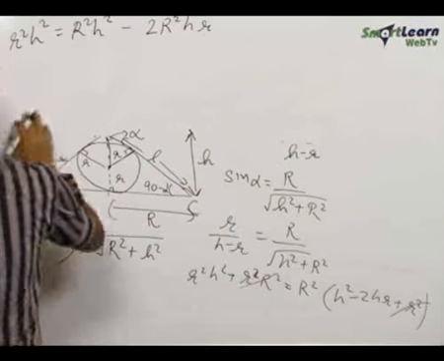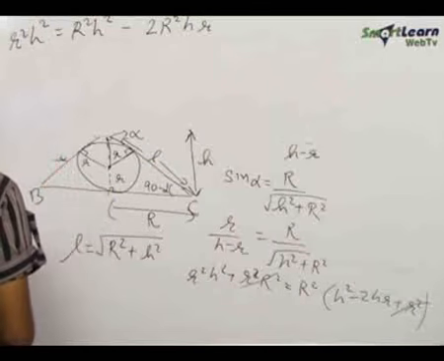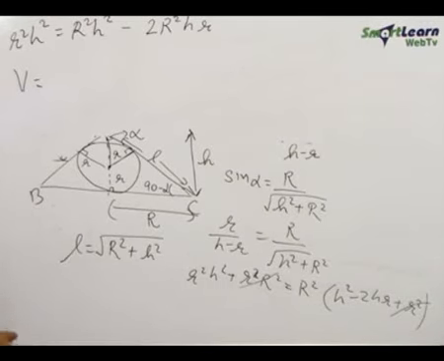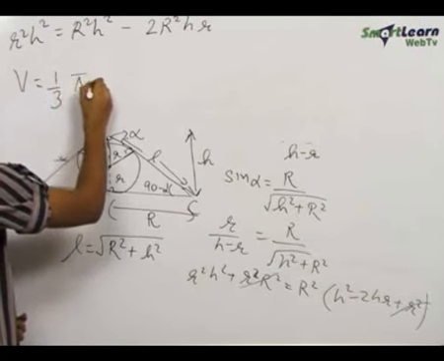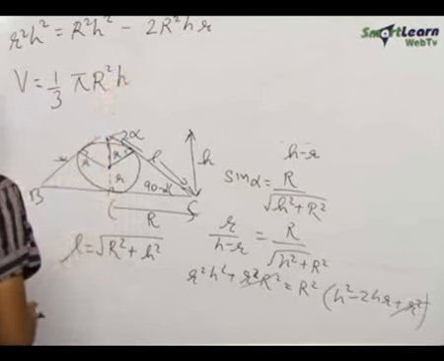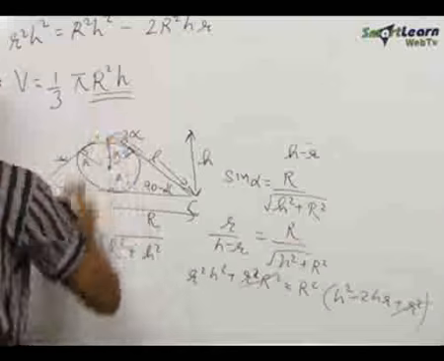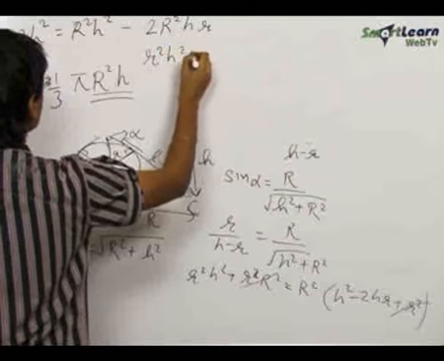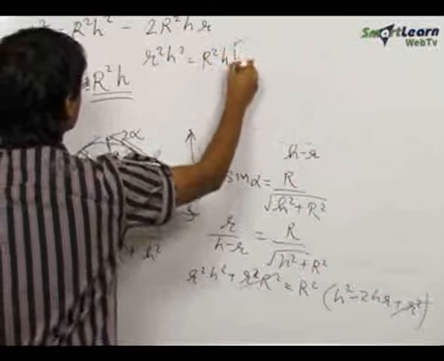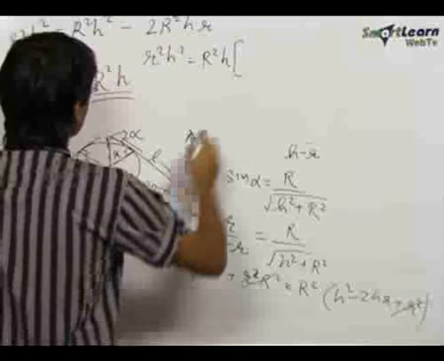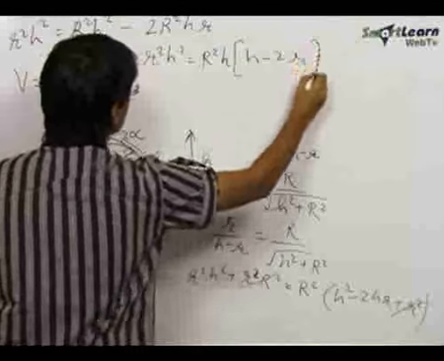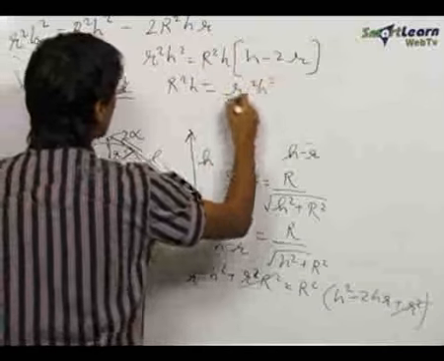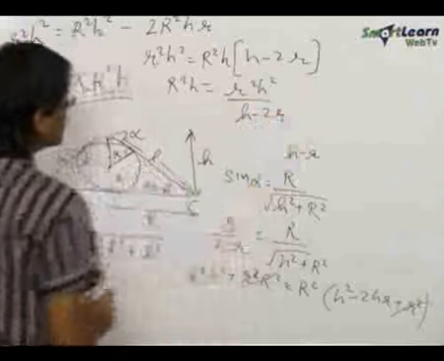Now we need to minimize the volume of the cone, and we know that the volume of the cone is equal to 1 by 3 pi R square h. So from over here we require R square h. This R square h square is equal to R square h, we'll take out common and we'll get h minus 2r. Hence R square h is equal to r square h square upon h minus 2r.